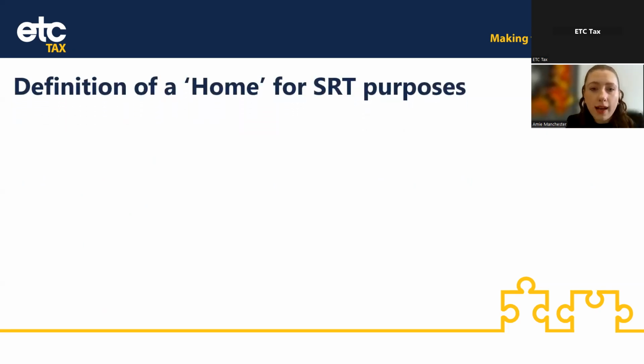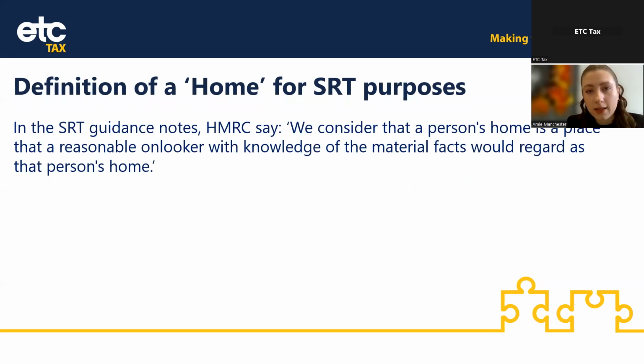So just having a look at the definition of a home for the purposes of the SRT, just thinking back to the home test. In HMRC guidance notes, HMRC say, we consider a person's home is a place that a reasonable onlooker with knowledge of the material facts would regard as that person's home. The definition of a home is open to interpretation, to be honest, and that probably doesn't provide us with much guidance. But the property doesn't need to be owned, it can be rented. And a property which the individual never stays in, for example, a holiday home or an investment home, will not class as a home.